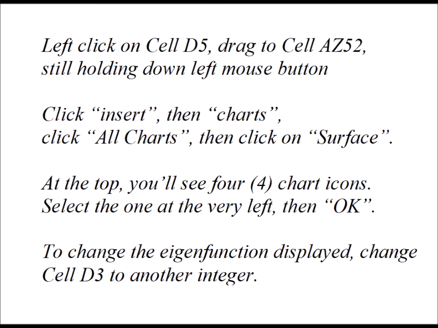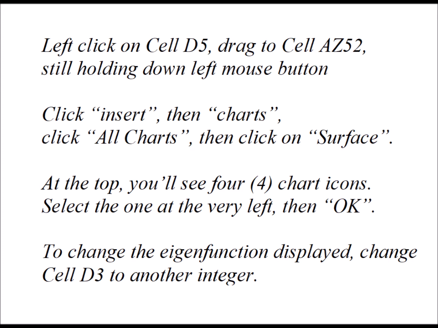Now to visualize, we're going to left click on cell D5 and then drag all the way to cell AZ52, keeping the left mouse button held down. Then we go up to the toolbar at top, click Insert, then Charts, then click on All Charts, and then come down to the selection Surface. You'll notice once you do that, in that box that comes up, you'll see 4 different chart icons. The one that we're using here is the one at the very left. Then click OK.